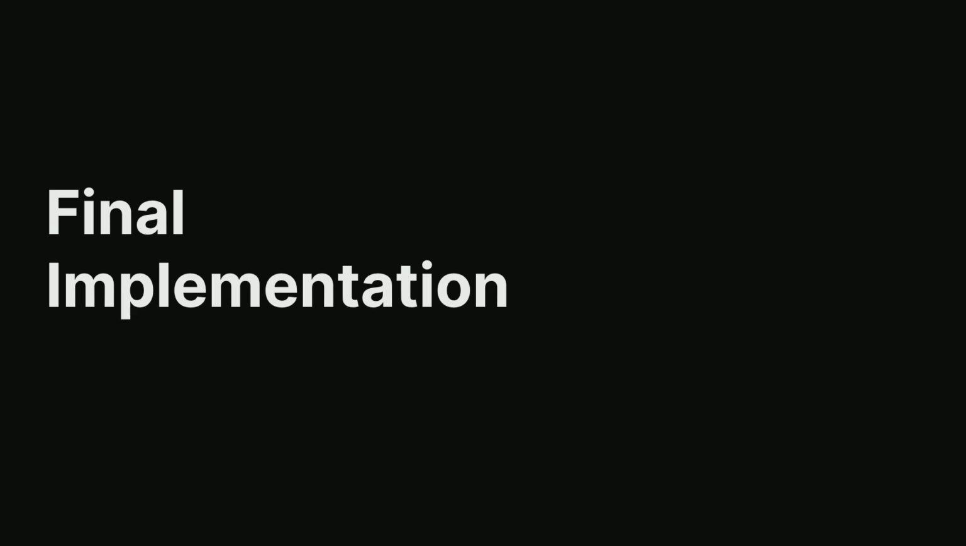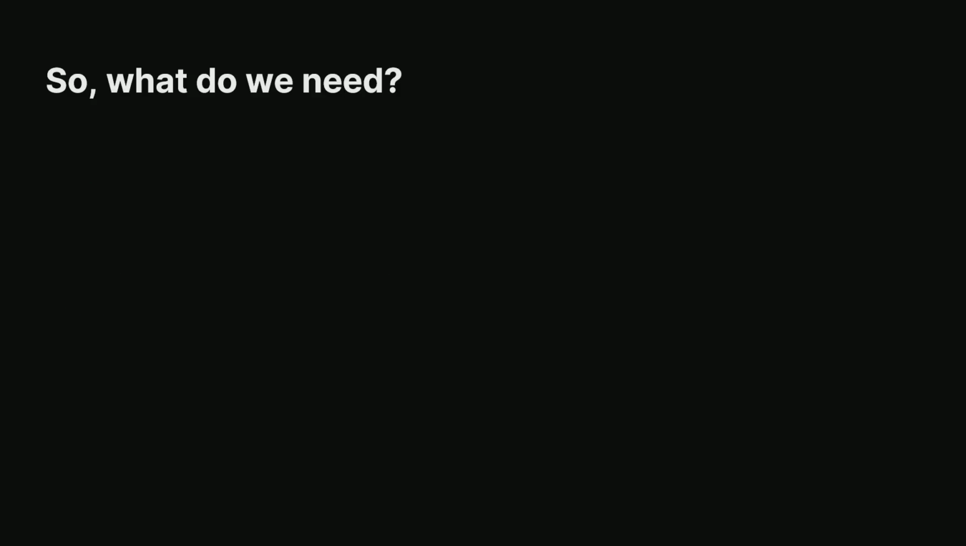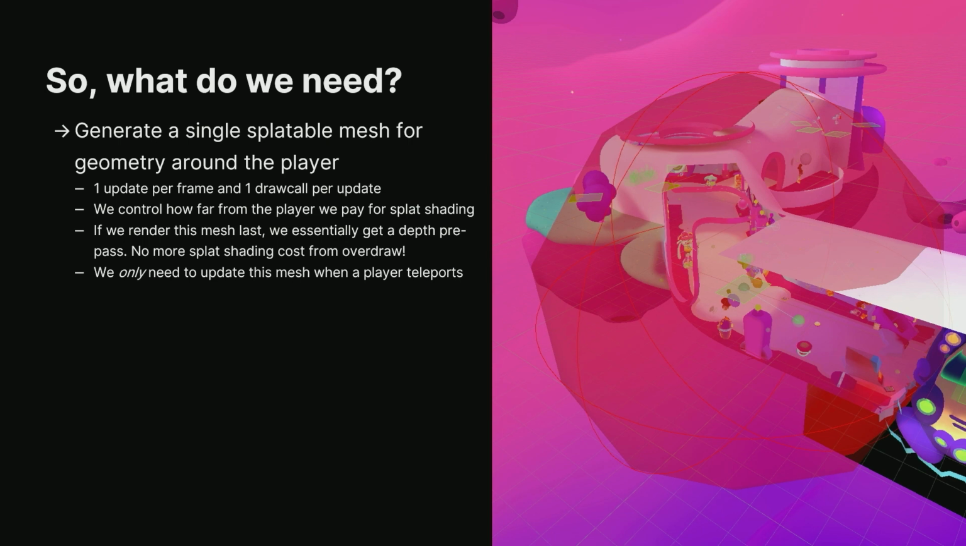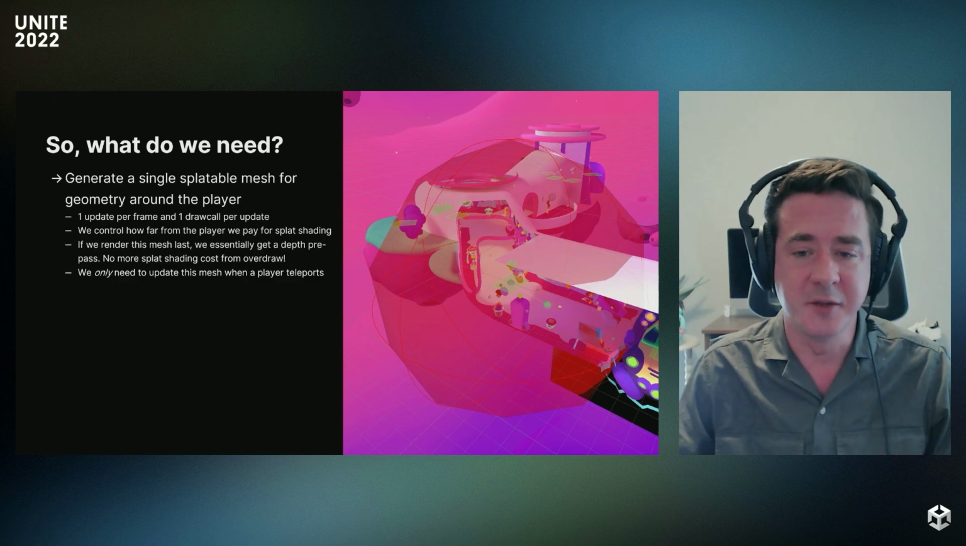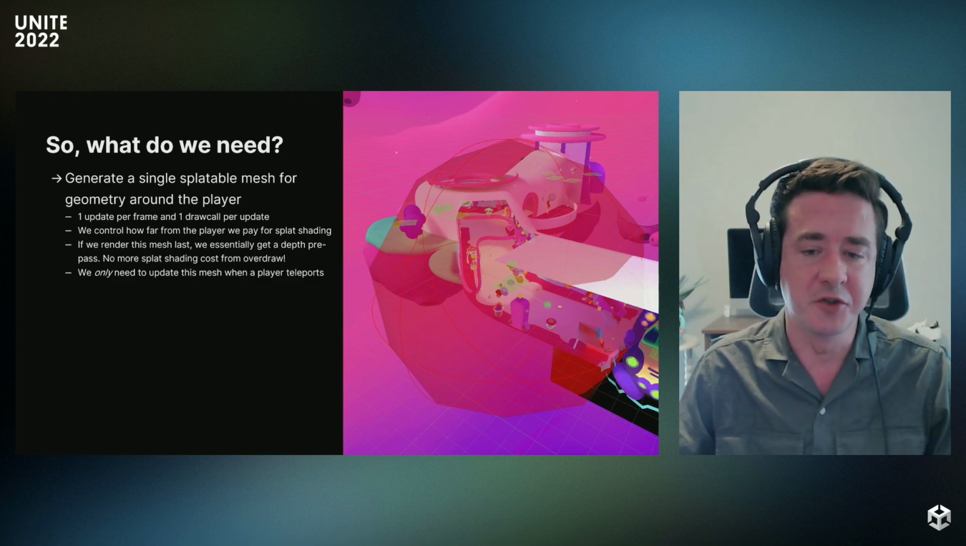So what was our final implementation? And what do we need? The ideal case would be to generate a single splattable mesh for geometry around the player. With this, we could restrict updates for every frame to 1 draw call and 1 update. We could also control how far from the player we want to pay for splat shading. So if we want to limit to within 10 meters from the player, anything beyond that, we're not going to be paying a cost for. And if we take this mesh and render it last, then we essentially get a depth prepass. So no more splat shading costs from overdraw, which would be great.